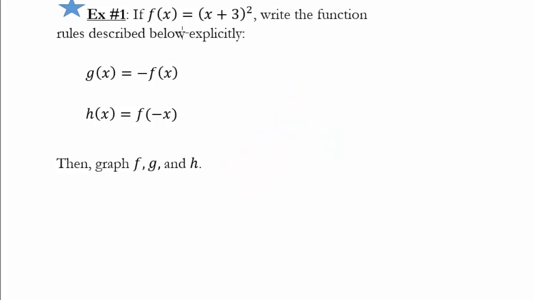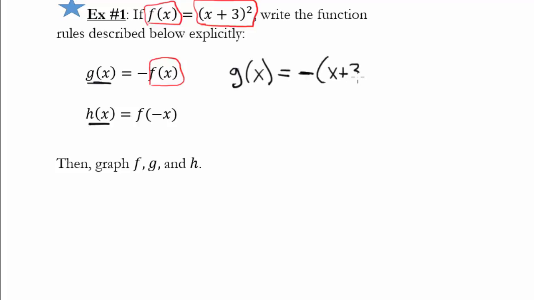Example number 1. If f of x equals the quantity x plus 3 squared, write the function rules described below explicitly. So we want to write out g of x and h of x. These are two functions that we define in terms of how they relate to the function f of x. So let's start with g of x. We know that g of x is equal to negative f of x. So it is equal to negative, and let's plug in what f of x is, which is the quantity x plus 3 squared. So g of x is just negative, the quantity x plus 3, squared. This is just a simple substitution, right?